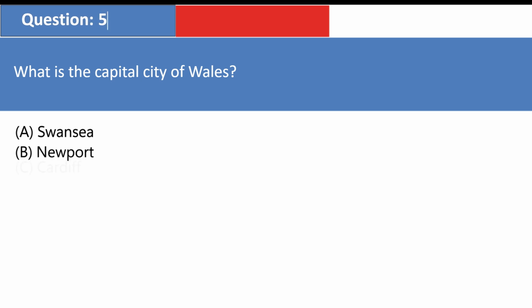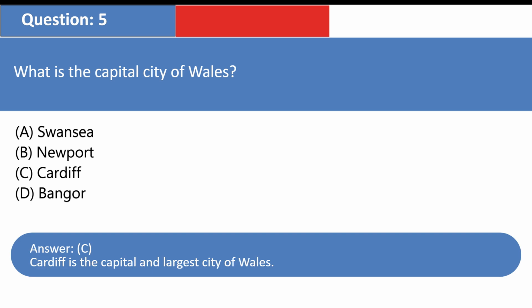What is the capital city of Wales? A. Swansea. B. Newport. C. Cardiff. D. Bangor. Answer: C. Cardiff is the capital and largest city of Wales.